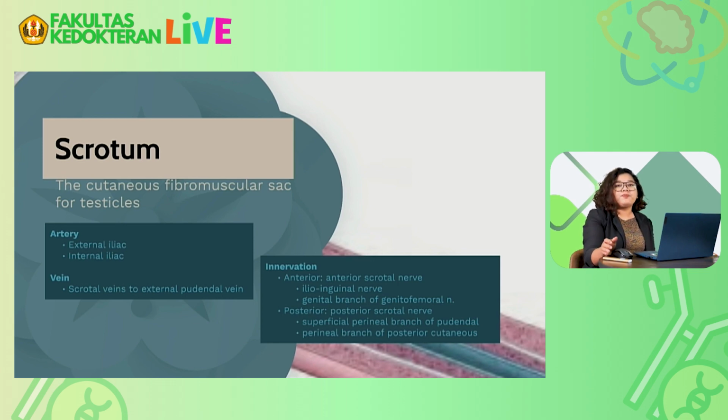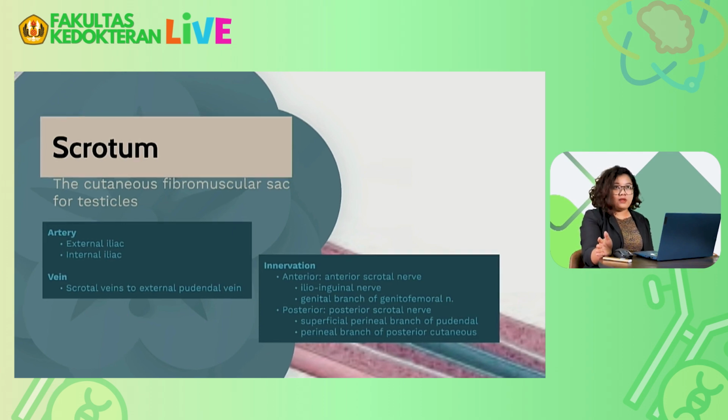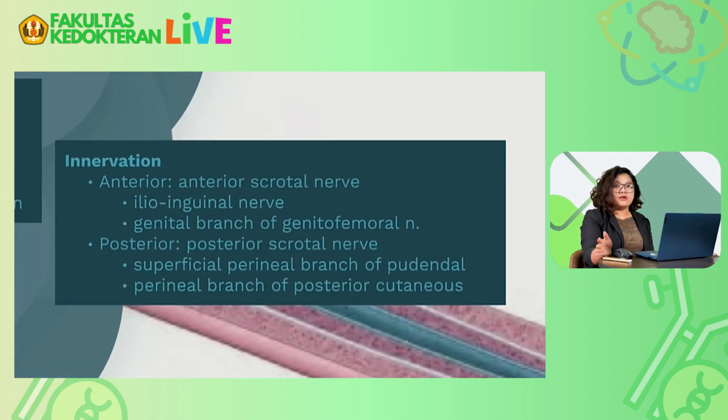The anterior scrotum is supplied by the anterior scrotal nerve, which is a mix of the ilioinguinal nerve and the genital branch of the genitofemoral nerve, while the posterior scrotal nerve is the superior perineal branch of the pudendal nerve and the perineal branch of the posterior cutaneous nerve. You can see it more clearly here.